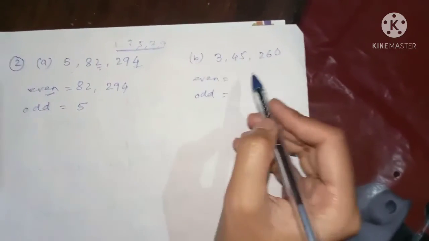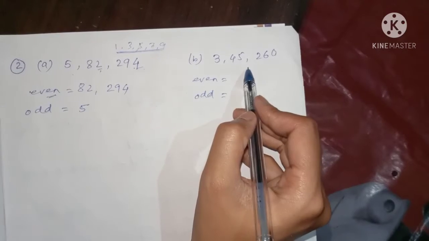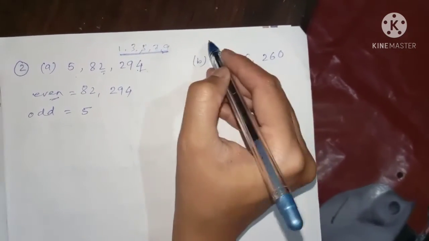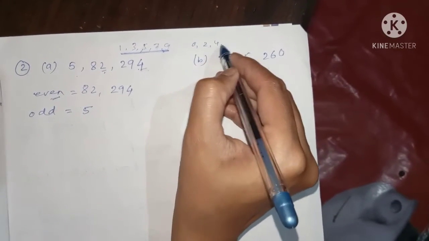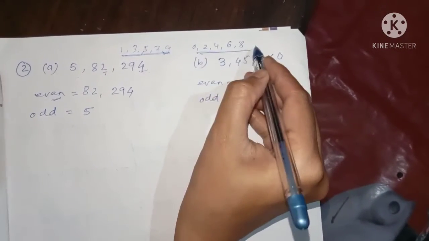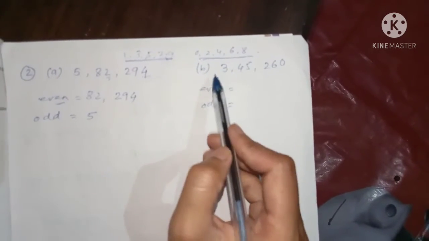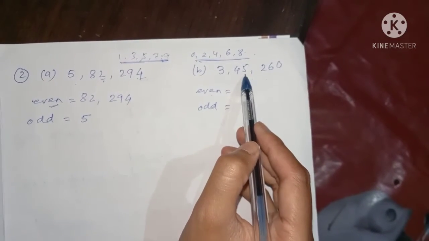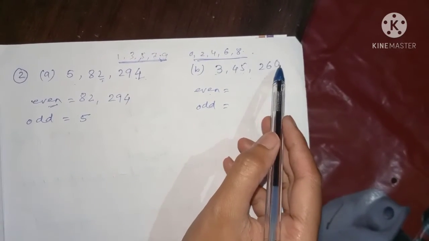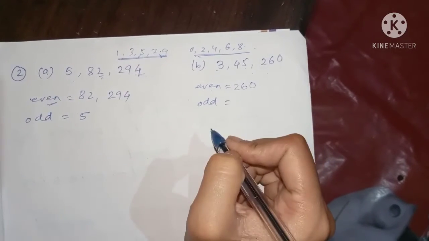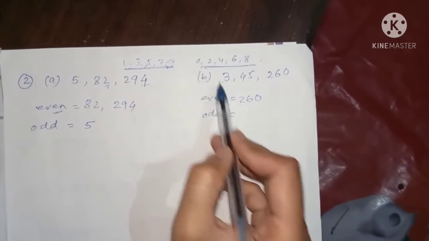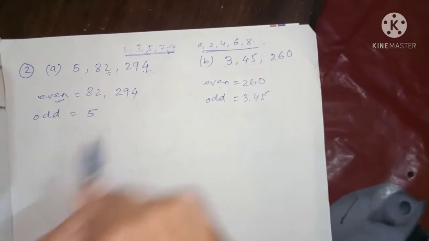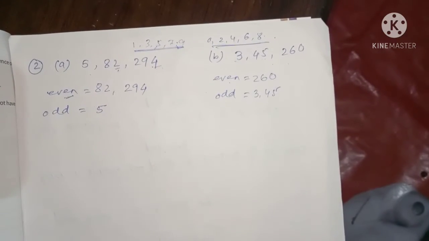Okay, question number B, 3, 45, 260. Please remember these two points: 2, 4, 6, 8 is even, this is odd. To find the even number, we have to check the ones position. 3 and 5 are not even. 0 is even, so the even number will be 260. And the odd numbers here are 3 and 45. Okay, understood? So try to solve the rest of question number 2.